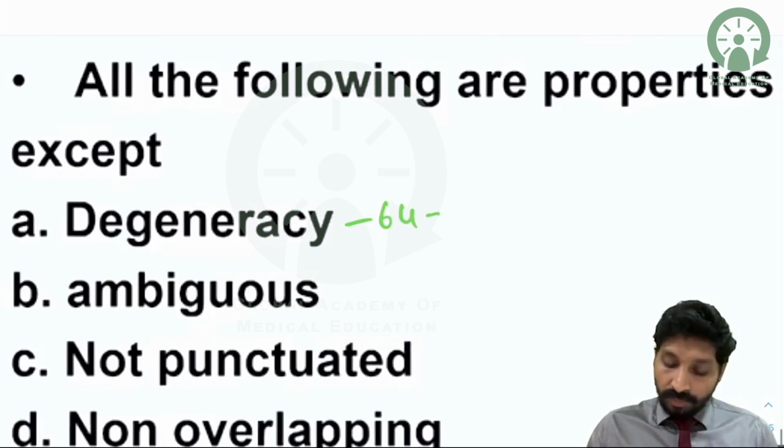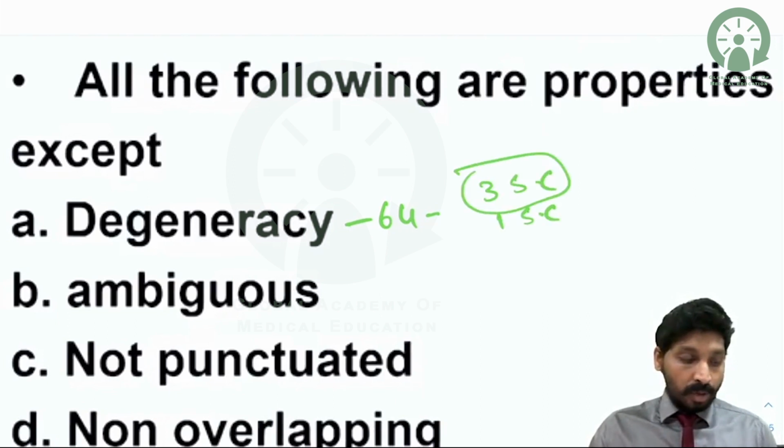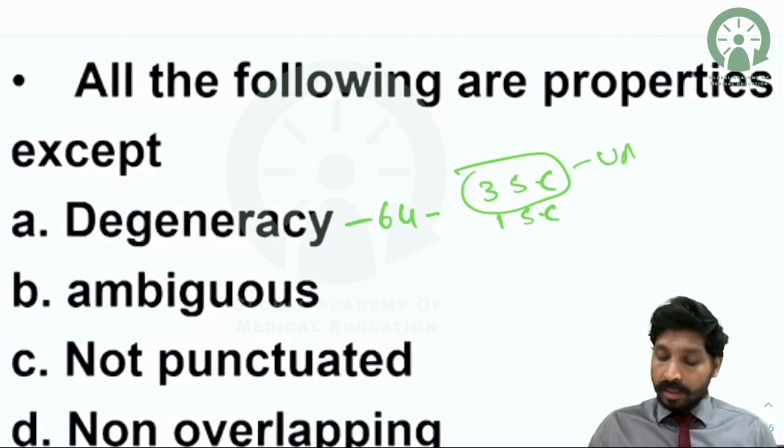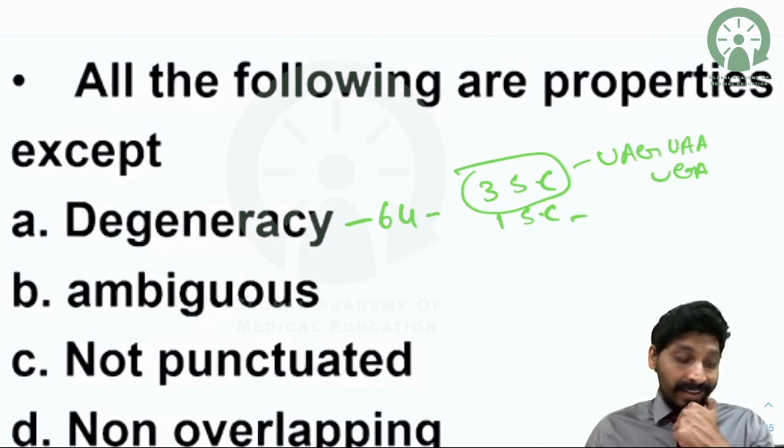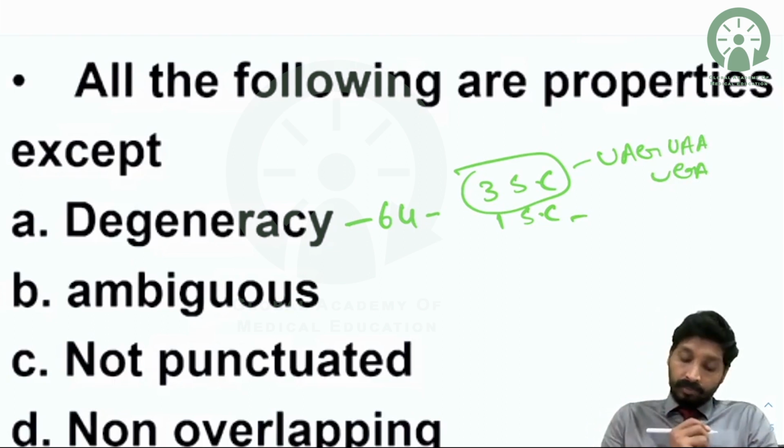So out of these 64, 3 are stop codons, one is a start codon. So what are the 3 stop codons we have? UAG, UAA, UGA. And one start codon, that is the AUG start codon.